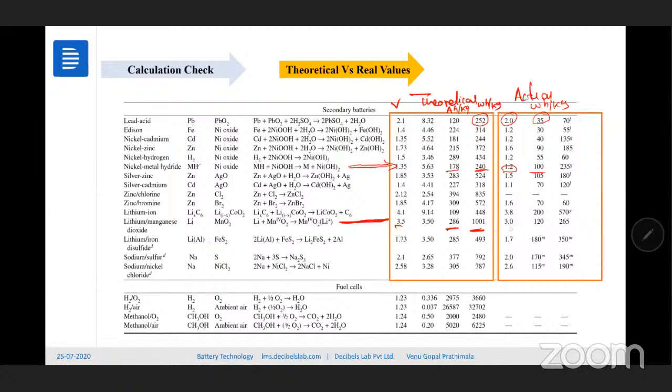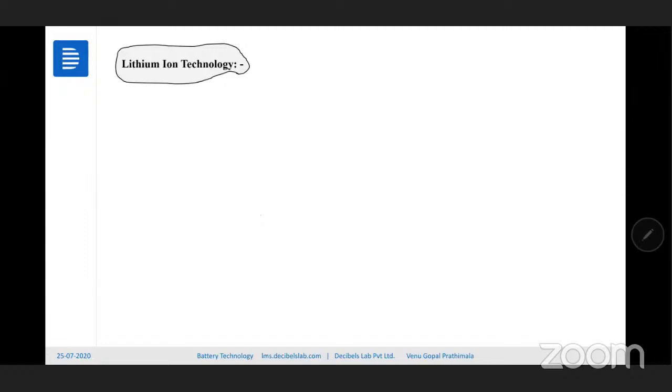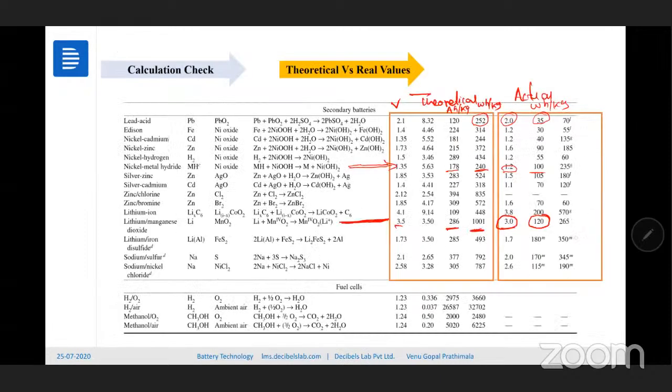But if you compare with the real-time values and the values we got, we got 4.08 as our voltage, but in real time it decreases to 3, and watt hour per kg is 120. We got somewhere around 400 something, right? We got 441. So instead of 441, it is just 120 watt hour per kg. So what do you think might be the reason for this? Can someone answer in the chat box? Why were the real-time values changing compared to the theoretical values?